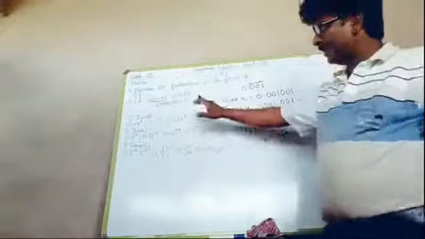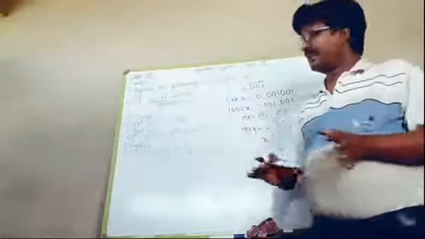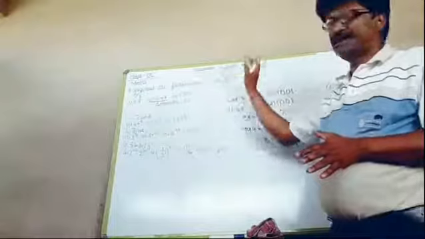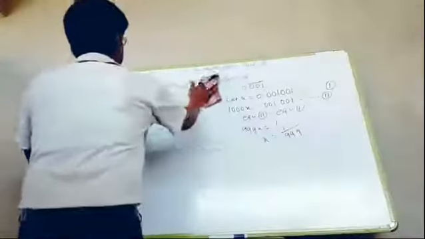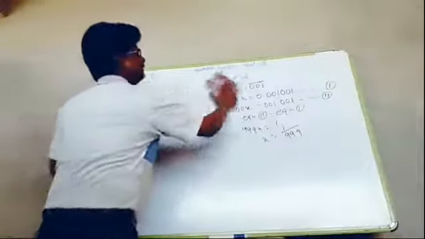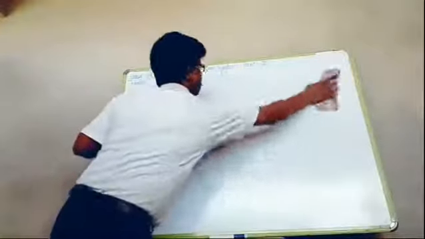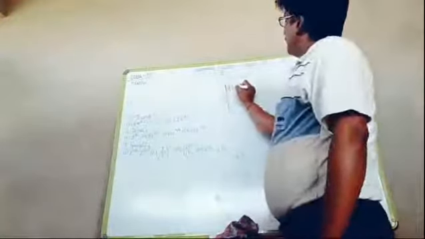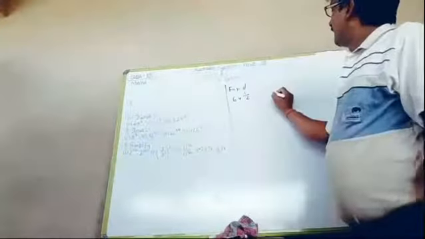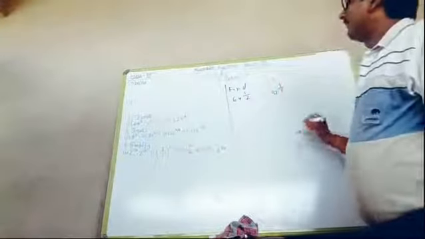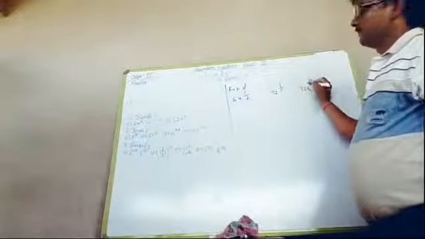Next, exercise 1.6, and this is the last exercise of this number system chapter of the NCERT book. In this, the question is to find 64 raised to power 1 by 2, 32 raised to power 1 by 5, and 125 raised to power 1 by 3.